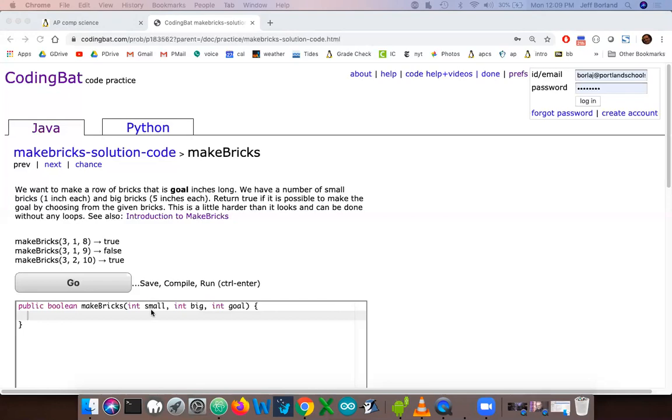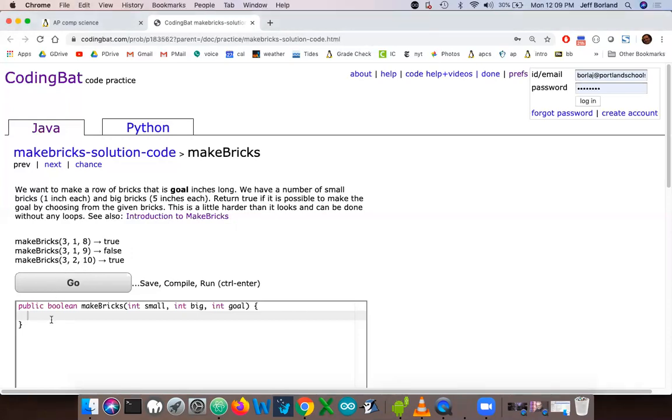Using any number of the small bricks. You could not make 4 inches, right? That'd be impossible. But you could make 5 using 1 of the big. You could make 6, 7, and 8. That's all you can make. So you can't make 15, but you can make those other ones. All right. Now, if you had 3, 2, and 10, clearly we can use 2 of the big bricks to make it. And then we're all set. We're not going to use any of the little bricks. You don't have to use all the bricks, is the idea.